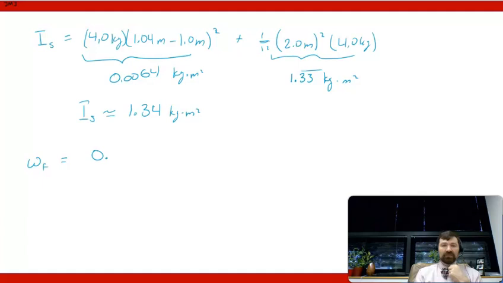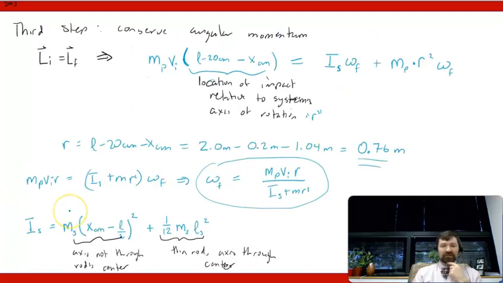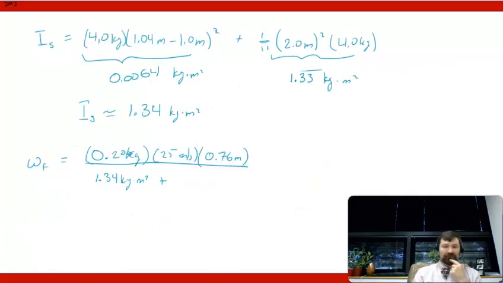So I've got 200 grams, which is 0.2 kilograms, times 25 meters per second, times 0.76 meters, all divided by 1.34 kilogram meters squared plus, and then this other term, the mr squared term, is the mass of the puck specifically. And so again, that's 0.20 kilograms times your 0.76 meters squared.